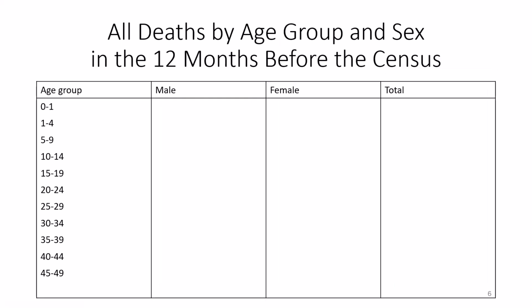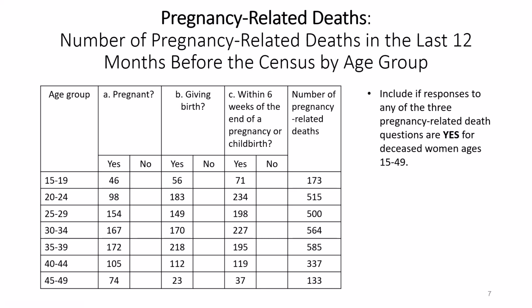The next table you will need is the total number of deaths by age group and sex. These will come from the household death questions asked about death in the household in the 12 months before the census. Next, we will need the number of pregnancy-related deaths in the last 12 months before the census by age group. These will come from the responses to the household death questions where the deceased is a woman between the ages of 15 to 49.